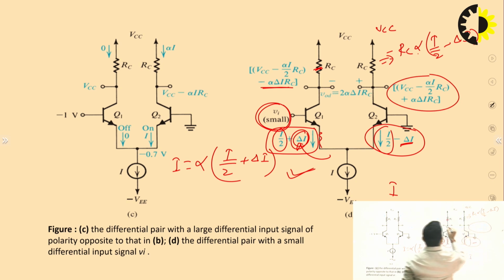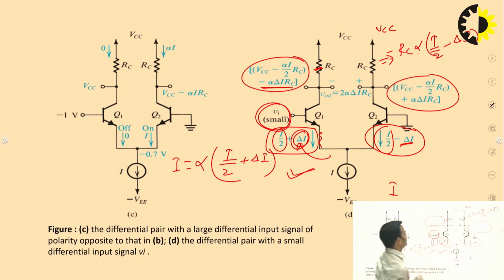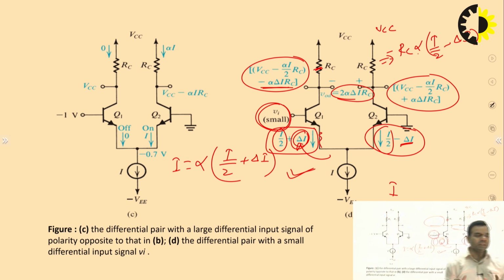So, this is the output. One is the output 1 and another one is the output 2. So, the difference will be 2 alpha delta I RC. I think it must be clear to all of us. So, what does it mean? It means that we have applied some input signal and it has been amplified. If there is some noise which is affecting both the inputs, that noise will be cancelled out.